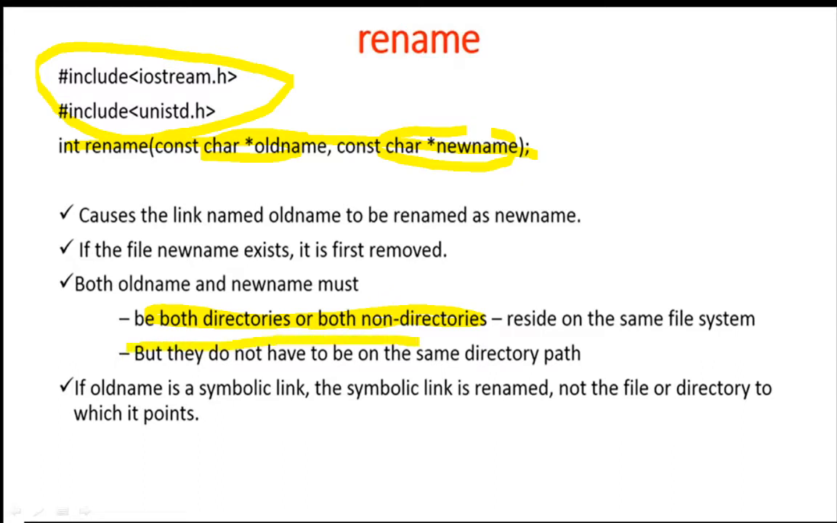But they do not have to be in the same directory path. They should have the same file system, and the type of the file should be the same, but they need not be present in the same directory. If old name is a symbolic link, the symbolic link is renamed, not the file or the directory which it points to.